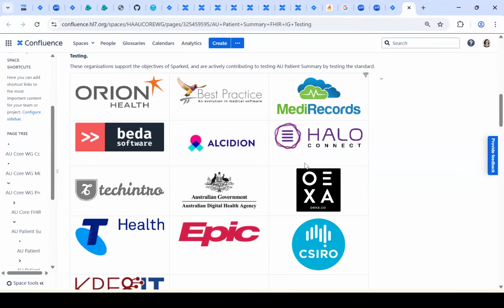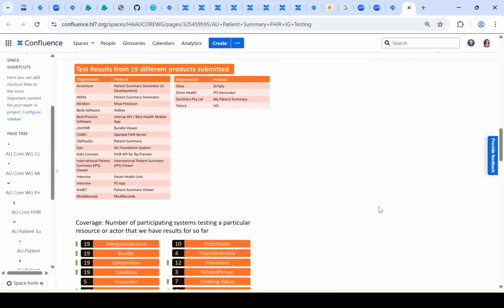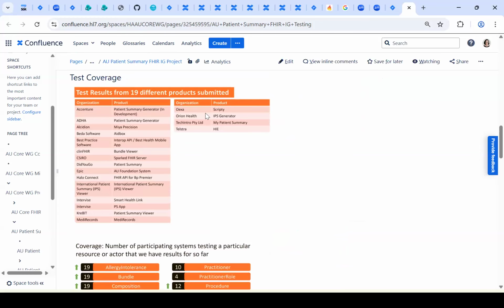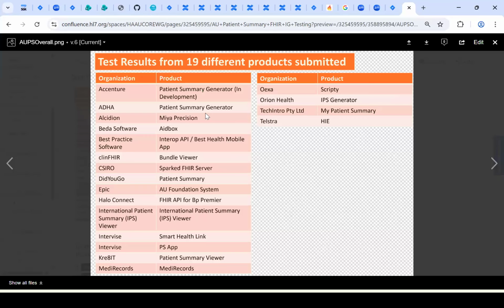Who are our testing partners? This one is the organizations and products who have tested and who have given us permission to share the icons. That looks a little bit small, actually, doesn't it? Yeah, that's all right. So we've now got results around patient summary for 19 different products. That's not 19 different organizations, because some organizations have multiple different products that will deal with patient summary. But we've got like 19 now.